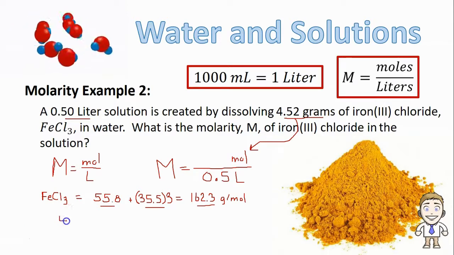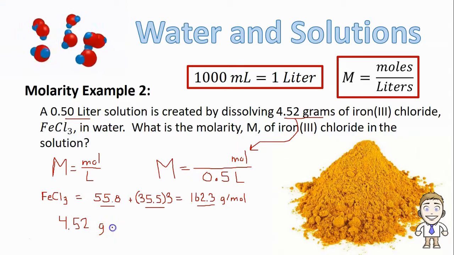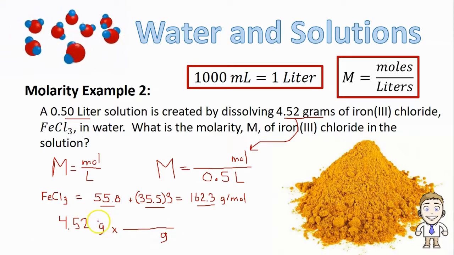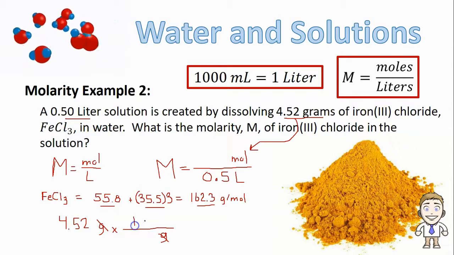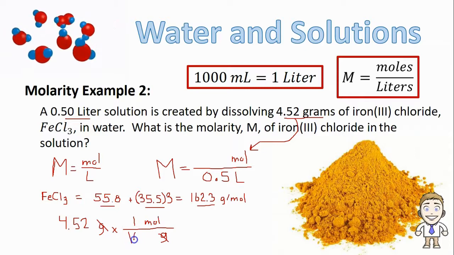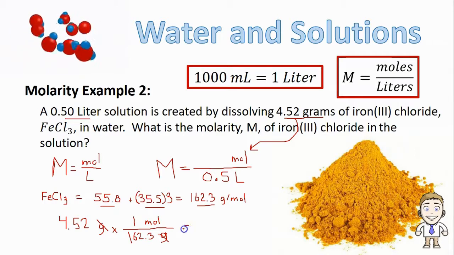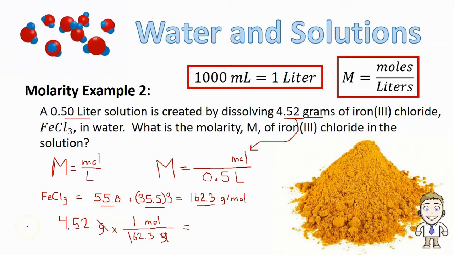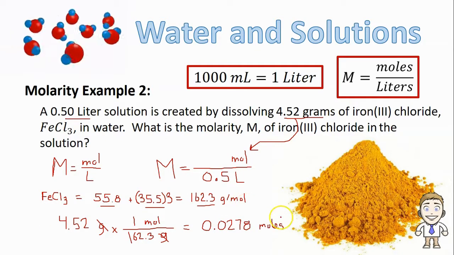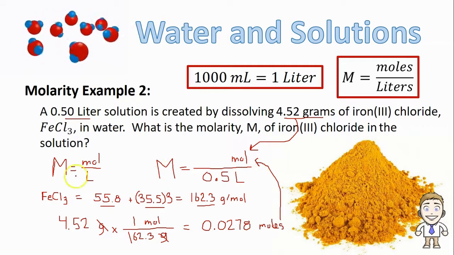Now I can go to work in converting grams into moles using our typical dimensional analysis method. 4.52 grams I'm going to multiply by my conversion factor. Grams has to be on the bottom, so it cancels top to bottom, and we're trying to change it to moles on top. Since I've already got the molar mass, I can plug it in as 162.3 grams per 1 mole of FeCl3. Now all I have to do is divide to find out how many moles that is. So 4.52 divided by 162.3 is 0.0278 moles, which I can finally plug into the top of my molarity fraction.